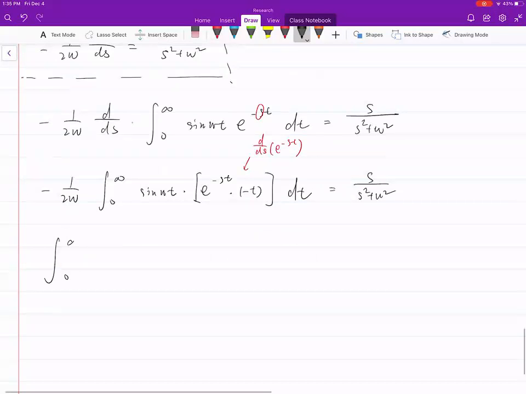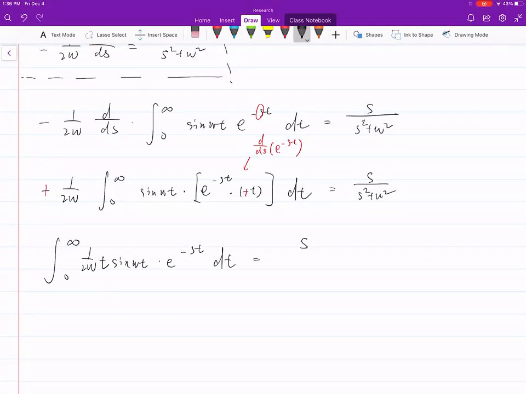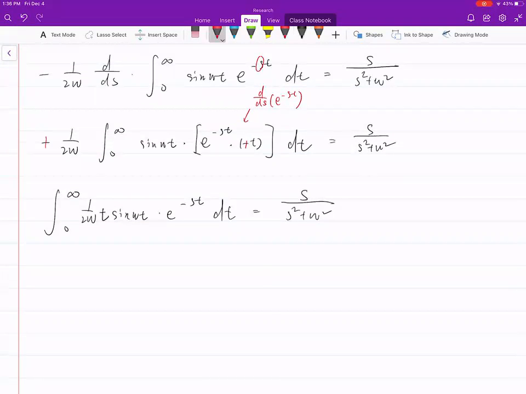Now let's clean things a little bit. Negative, negative cancel each other. What's inside is sine omega t. I will put this t here, okay, times e to the negative st dt. Rearrange a little bit. You produce a t, you just put the t here. Okay. Moreover, there is a 1 over 2 omega. And that is what? That is the Laplace transform of the thing I just circled.